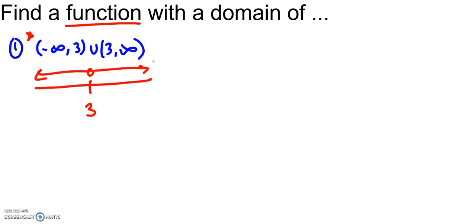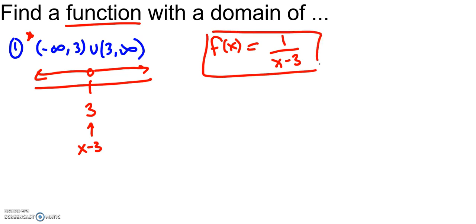If I notice here, I have everything but the number 3, so I'm missing just 3. And when I was missing just a value, that would come from a factor, in this case x minus 3, in a denominator. That was our first case of domain restrictions, was division by 0. So a function, I'm going to call it f of x, would have to have that x minus 3 in the denominator in order to get that hole at 3. Now I'm just going to stick a 1 up top, and that's going to be my function right there. Not much more to that example.